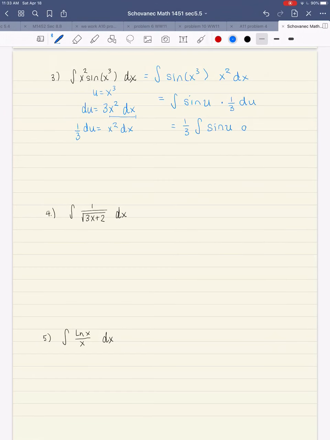After a while, you'll see that you can pull the constant out way at the beginning. I don't have to put this in-between step in. But then the integral of a sine is minus the cosine. So when I integrate this, I get minus 1/3 cosine of u plus c, where u is x cubed.